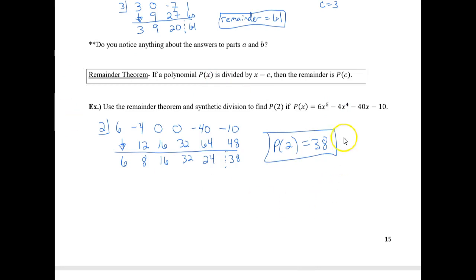Now we could check that by plugging in 2 if we wanted, but as you can see, 2 to the 5th, 2 to the 4th, we're going to get some large numbers here. And for all of this, I could multiply and add all of those numbers in my head, and it was actually faster than evaluating. But that's what the remainder theorem says, is if I want to know P of 2, then 2 becomes my C, and I use synthetic division. That last number is my remainder, so P of 2 equals that remainder.